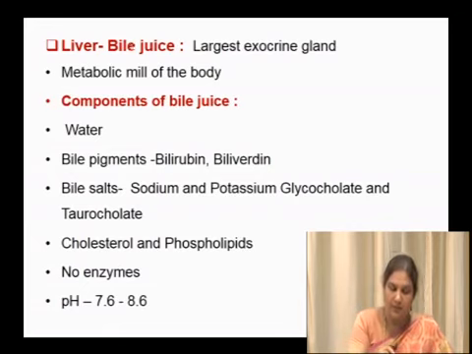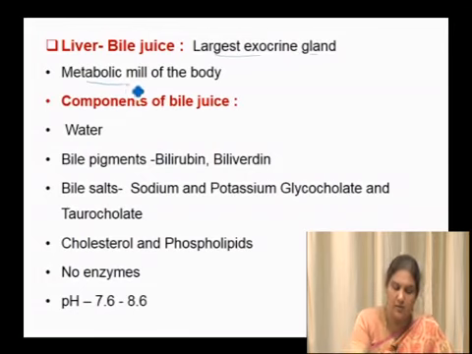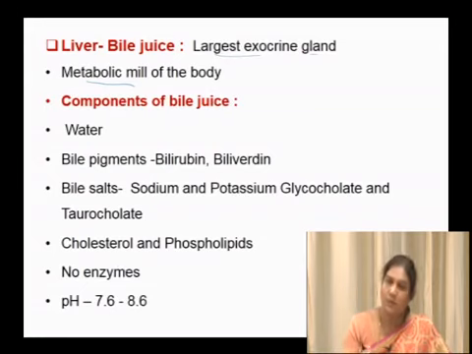Next, liver. Liver is considered to be the largest exocrine gland of the body. It secretes the bile juice. Very synonymously, we use the term metabolic mill of the body. Liver is called a metabolic mill because maximum metabolic activities take place within the liver. The fat metabolism, carbohydrate metabolism, then protein metabolism. You can see alcohol metabolism also occurs within the liver itself.